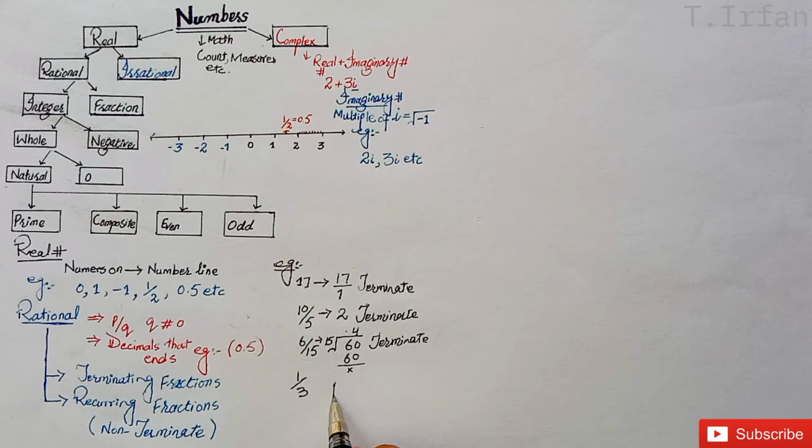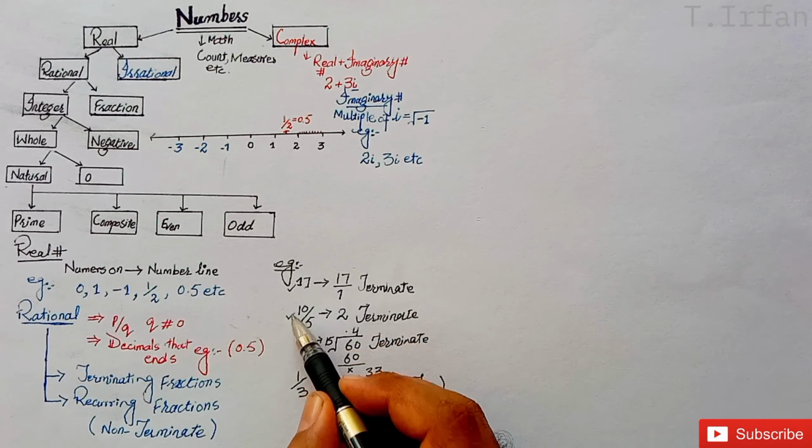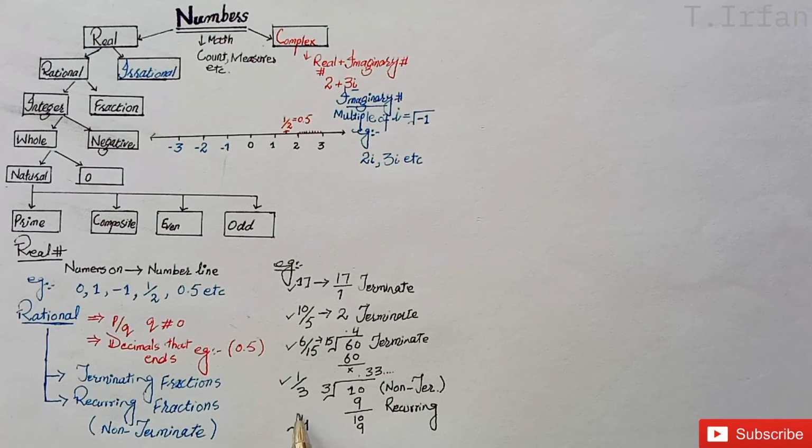While on the other hand, 1 by 3. This is a fraction which is non-terminating. But this is a recurring fraction, so we can say that this is also a rational number. Here the digit 3 is recurring. And square roots, like the square root of 4, this is also a rational number, as we can write it in the form of P by Q.